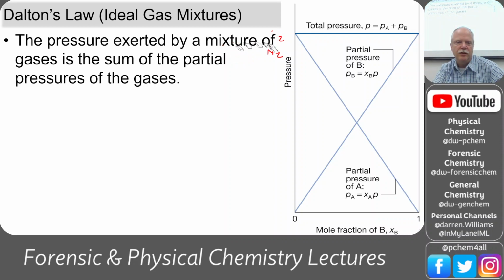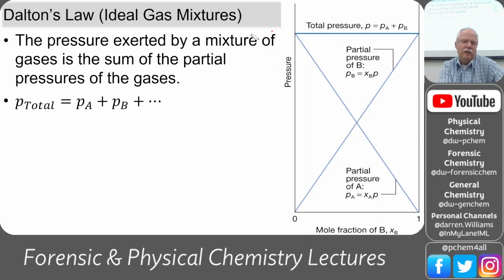And so the pressure exerted by a mixture of gases is just a sum of the partial pressures of those gases. So P_A is the partial pressure of A, P_B is the partial pressure of B, and P_total is the total pressure. That's Dalton's law, and we're going to use that a lot in the fourth part of the course when we get into mixtures. But this is the first introduction of it.